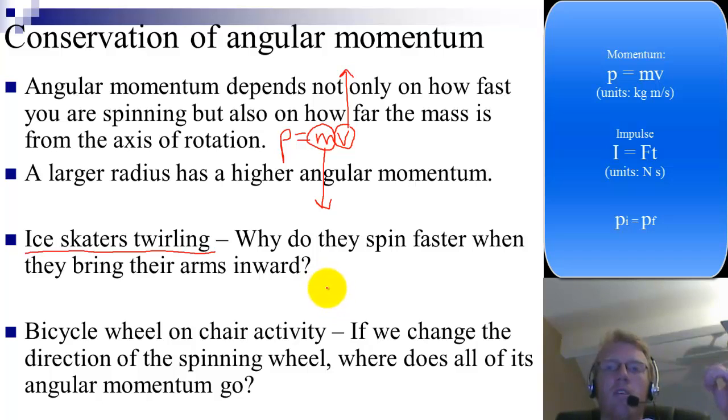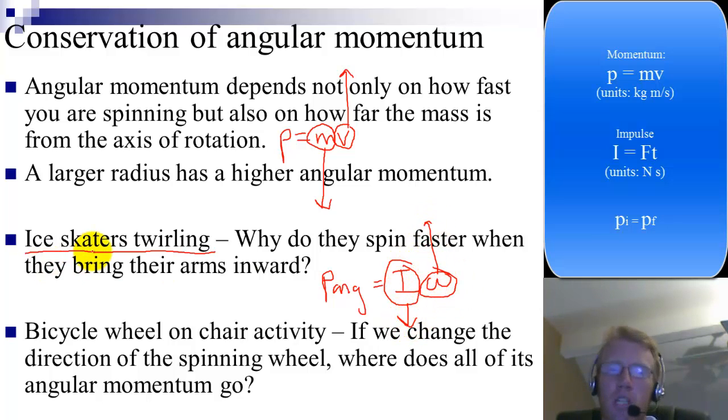So we have this thing called angular momentum. I'm just going to write p angular, and you could write it as I omega. There's actually a variable for it, but it doesn't really matter. If you decrease your moment of inertia, you increase your angular velocity.